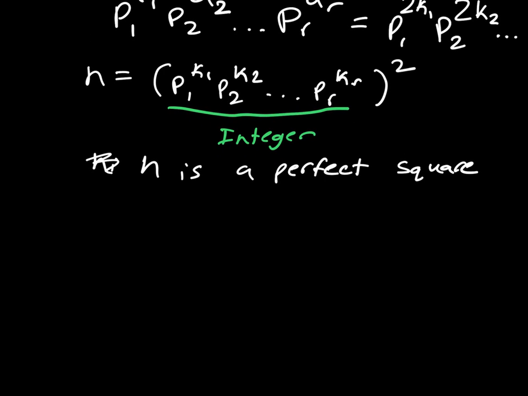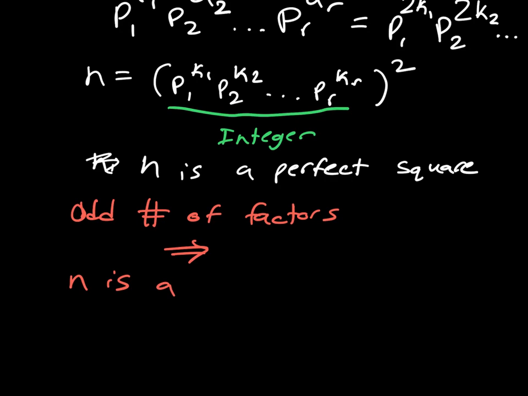So basically what we got from this is that an odd number of factors means that n is a perfect square.